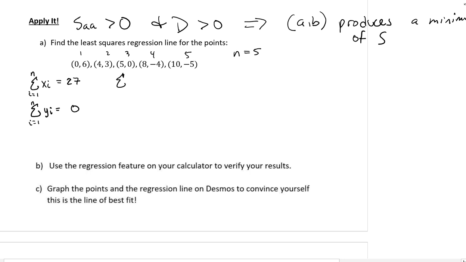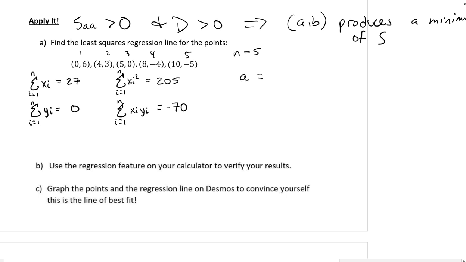We need the sum of the x coordinates squared. So 0 plus 16 plus 25 plus 64 plus 100, which is 205. We need the sum of the products of the x's and y's. So that would be 0 plus 12 plus 0 plus negative 32 plus negative 50, which is negative 70.